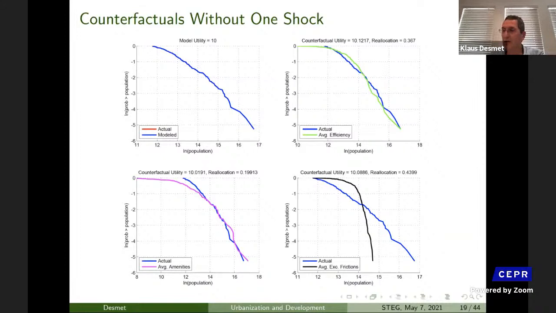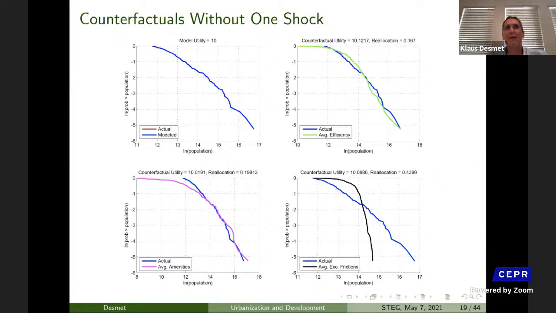So you do get a lot of reallocation, a lot of people moving across space, but the city size distribution is not changing very much. And overall utility is not changing very much either. You look at these utility numbers here, and that's true for efficiency. It's true for equalizing amenities across space. It's true for equalizing excessive frictions across space. But in all three cases, the reallocation is relatively big, welfare effects are relatively small, and the city size distribution doesn't change very much, maybe except in this particular case, where you get a much less dispersed city size distribution. So that's an interesting first observation.